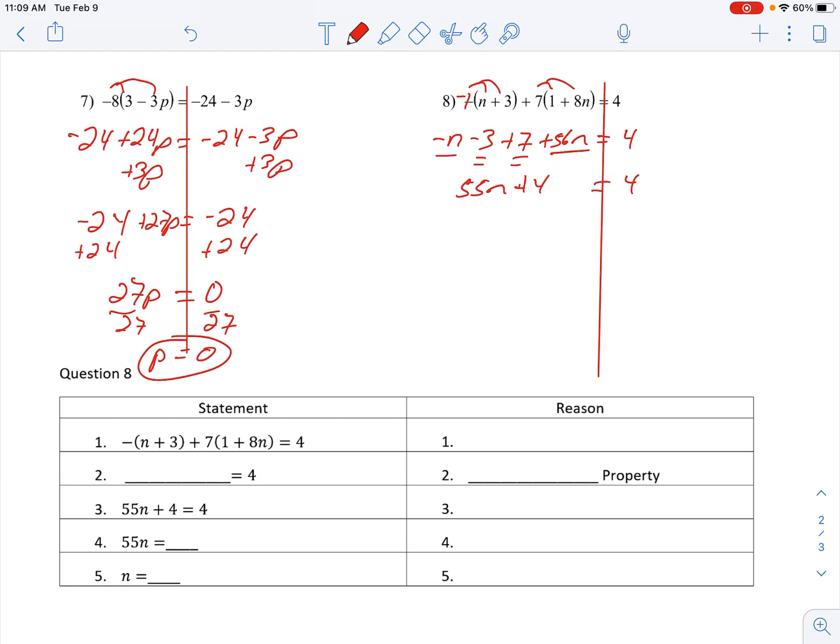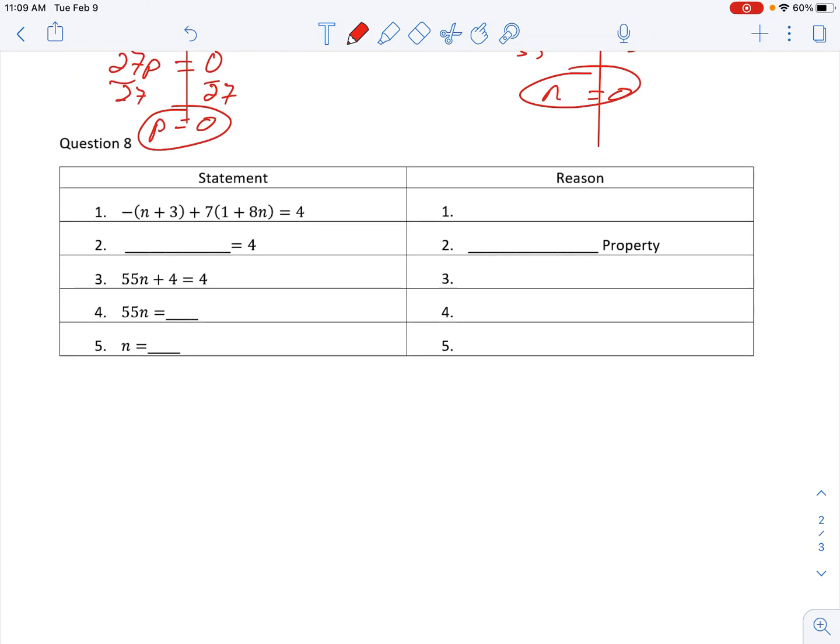Two-step equation. Subtract that 4, divide by that 55. Subtract 4 both sides. 4 minus 4 is 0. And the inverse of multiplication right here is still division. n is 0.